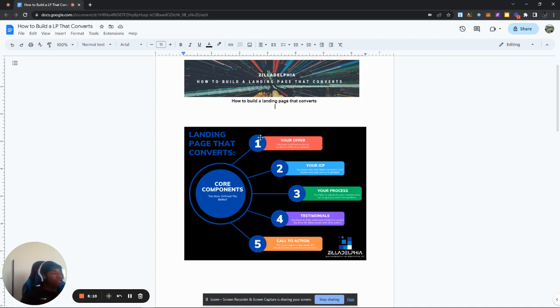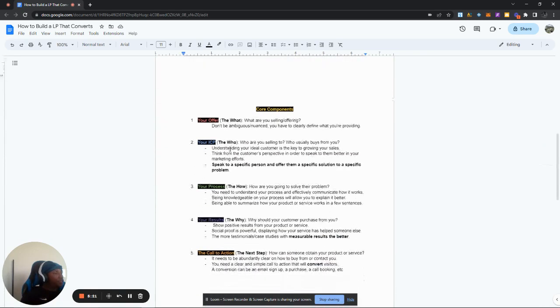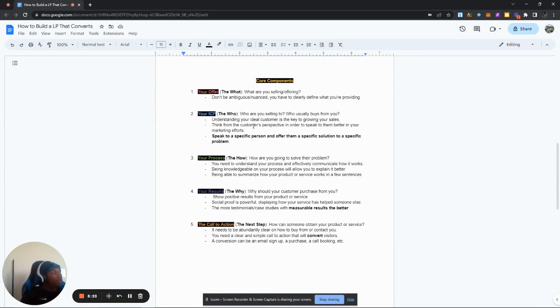So these are the core five components. The more defined each of these are, the better. They all stack upon each other and help. Down here are some notes. So this is just a higher level overview.